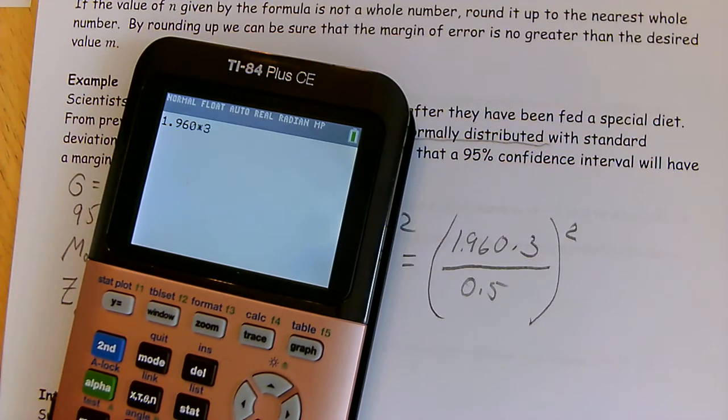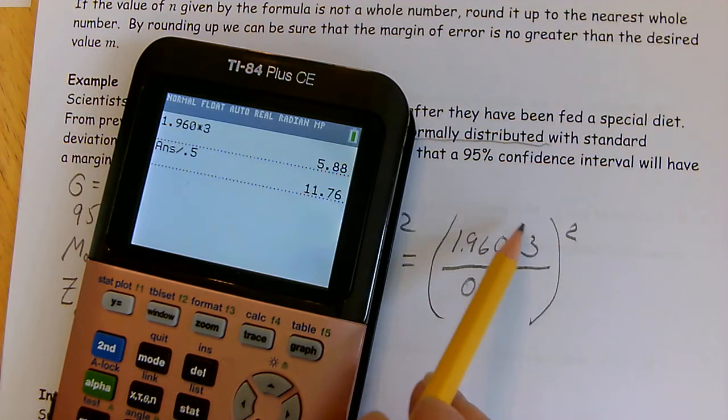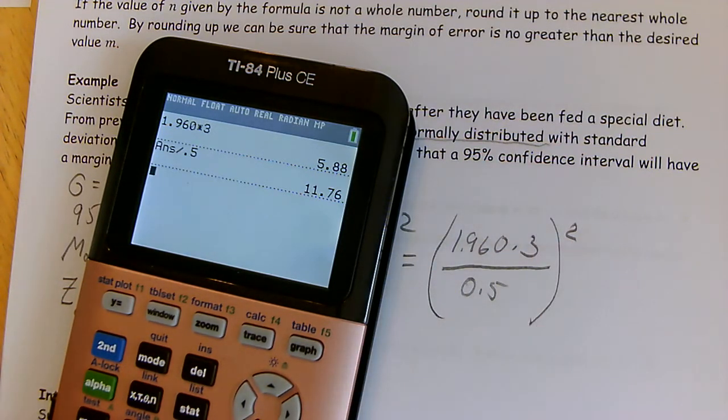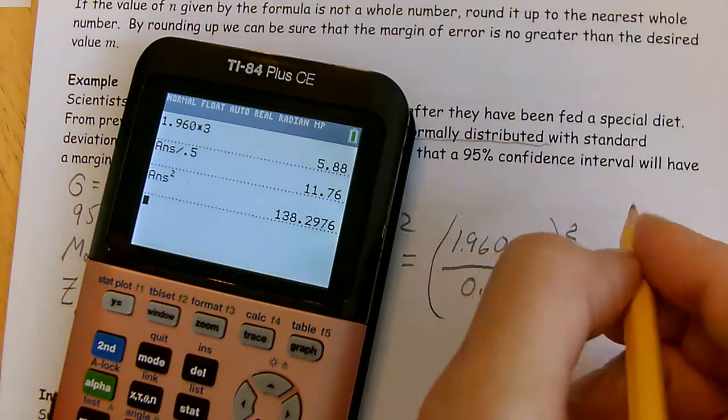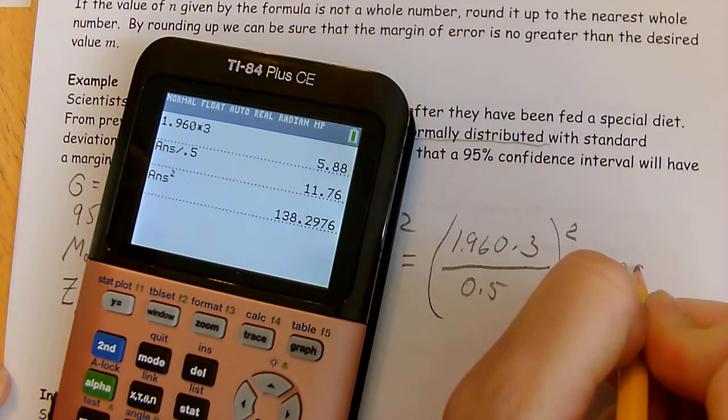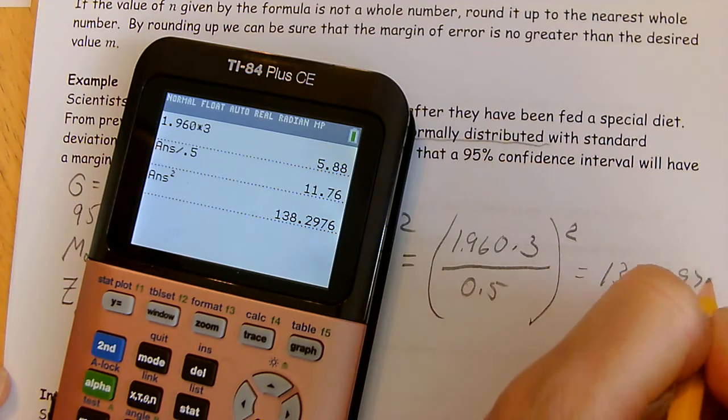1.960 times 3, enter, divided by 0.5, enter. Now don't forget to square this, which gets rid of the square root we had. So my number is 138.2976.